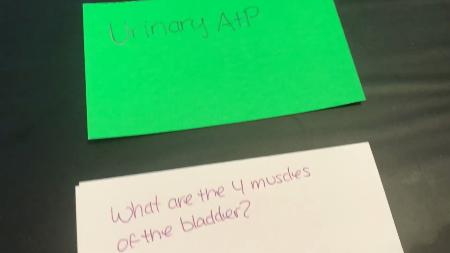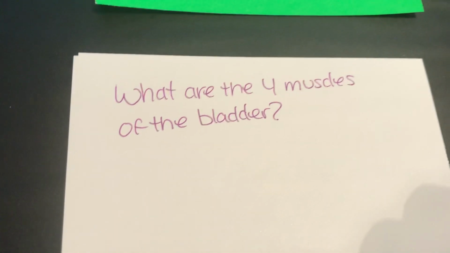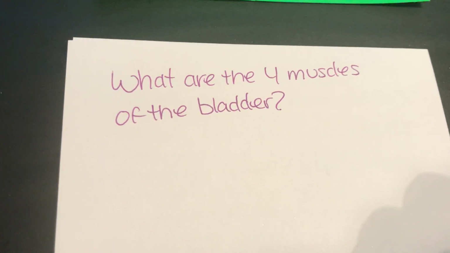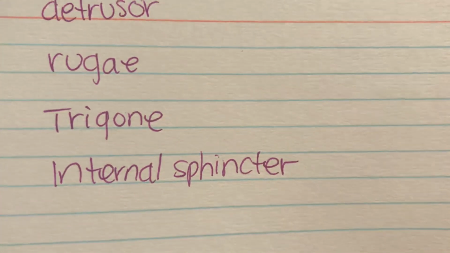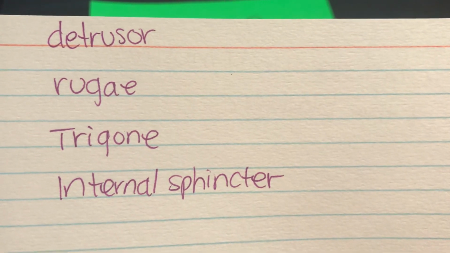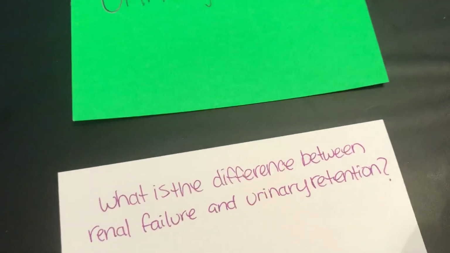What are the folds in the bladder that allow the bladder to stretch? Rugae. What are the 4 muscles of the bladder? Detrusor, rugae, trigon, and the internal sphincter.